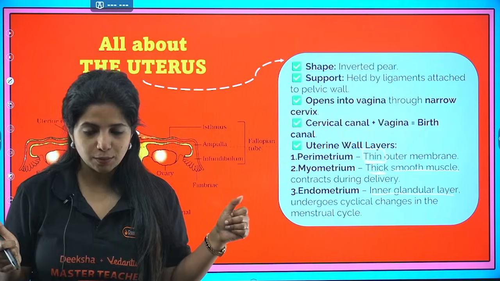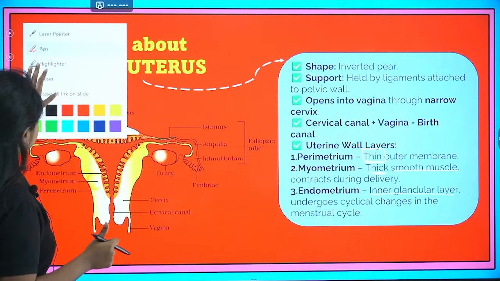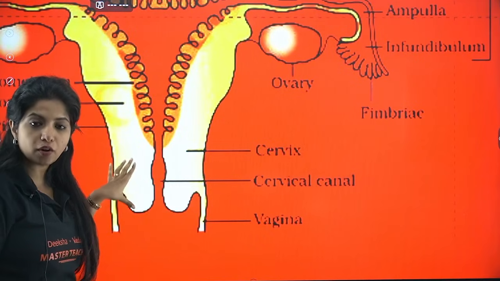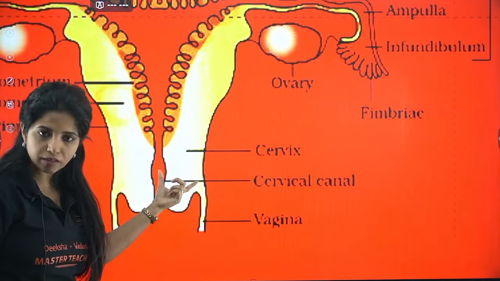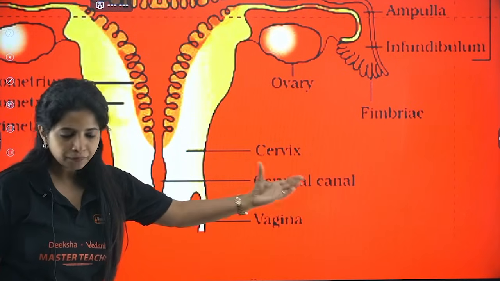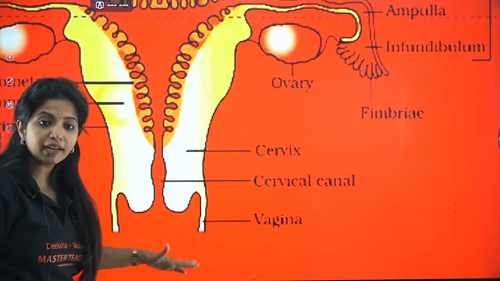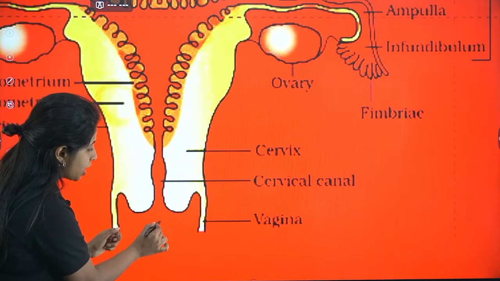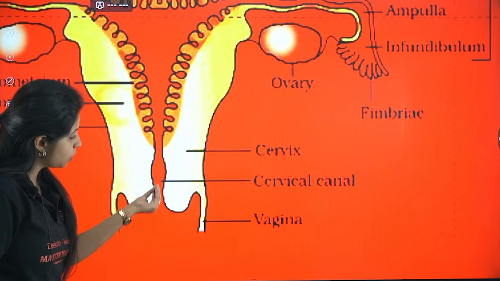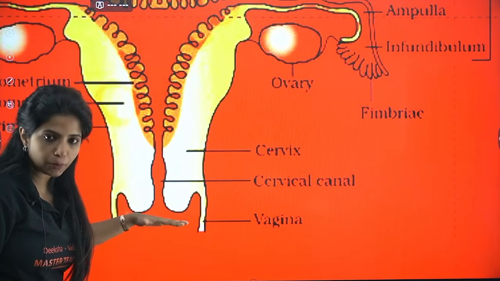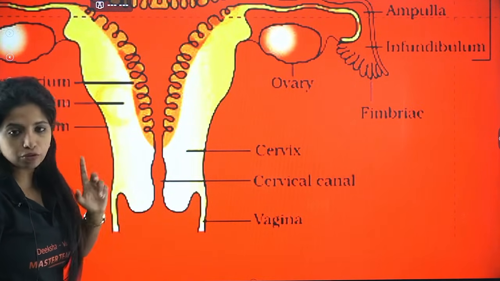Done? Okay, now listen to me carefully. The lowermost region of the uterus is known as the cervix, and the space in between is known as the cervical canal. Later, the vagina opens up. The penis is going to enter the vagina and release the sperm, so sperms enter through here. The penis can go only until this particular point. You need to know that.